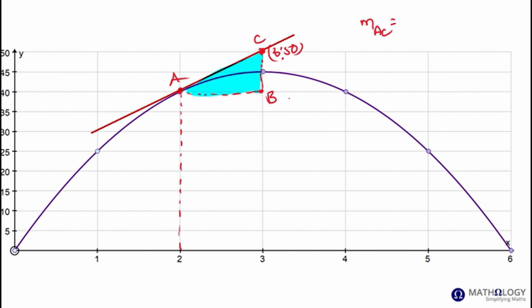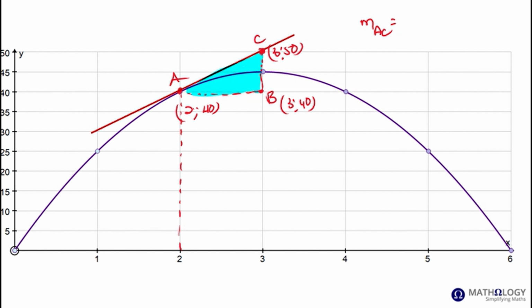B is the point 340. A is the point 240. Now, for the gradient of AC, we can either use the points A and C, or we can take the vertical divided by the horizontal. So the gradient will be BC over AB.